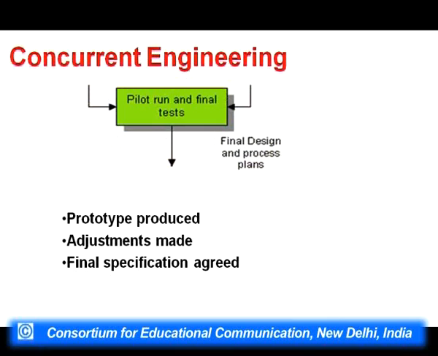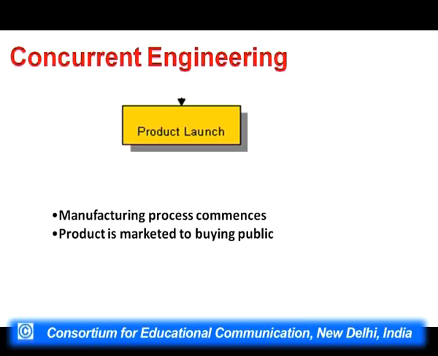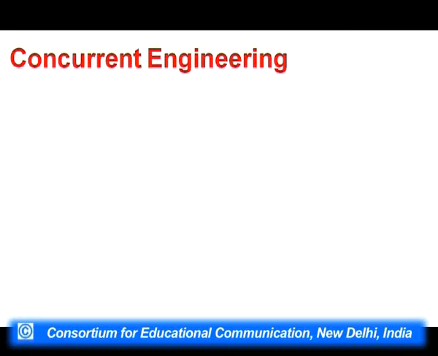And then comes the pilot run and the final tests. Final design and process plans are made through this process. Prototype is produced, adjustments are made. If some changes are required, changes are made, and the final specifications are agreed. And the product is launched in the market. The manufacturing process commences, and the product is marketed to the buying public. It is given to the customers, and our product is launched.